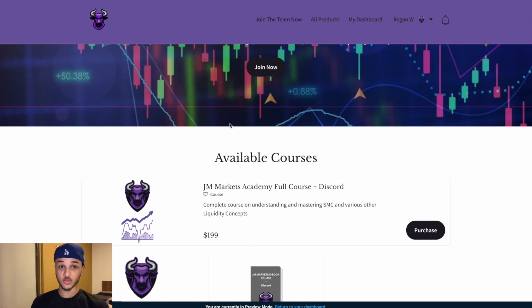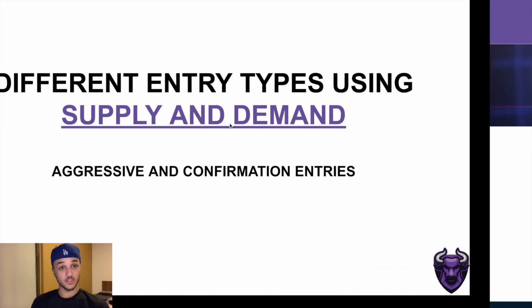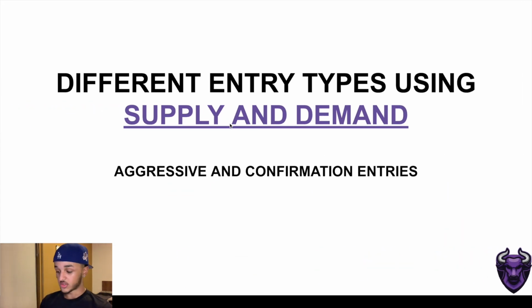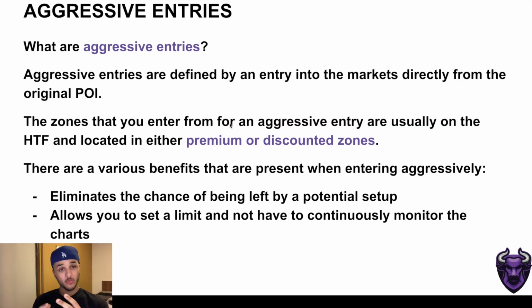But now let's jump into the actual lesson, and I'll be breaking down the differences between confirmation entries and aggressive entries. So I'm going to start off with understanding what an aggressive entry is. Aggressive entries are defined by an entry into the markets directly from your original POI. So what I mean by that is entering your trade from your higher time frame area of interest, not waiting for a lower time frame area of supply or demand to form. And these areas are usually on the higher time frame, and they usually are located in either premium or discounted zones, as covered in the previous YouTube video.